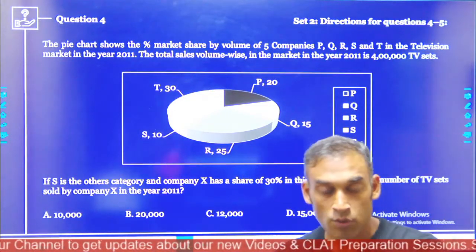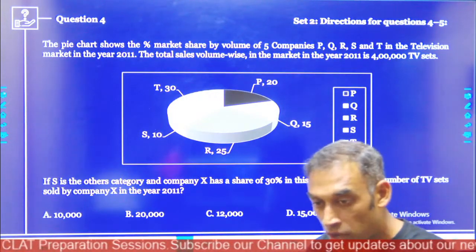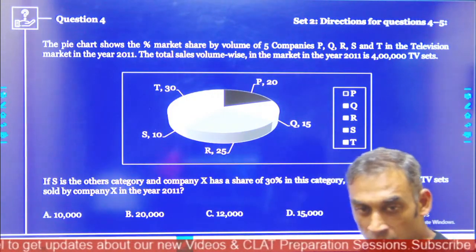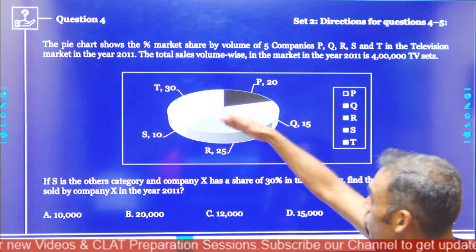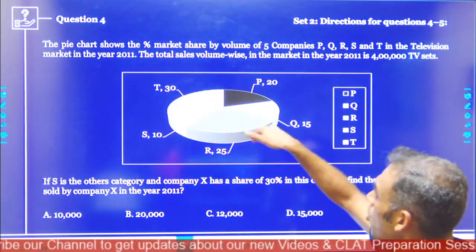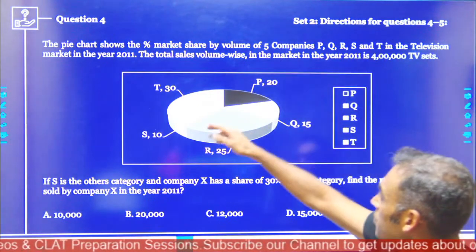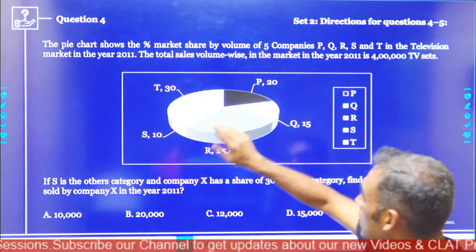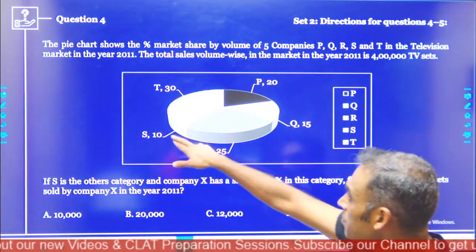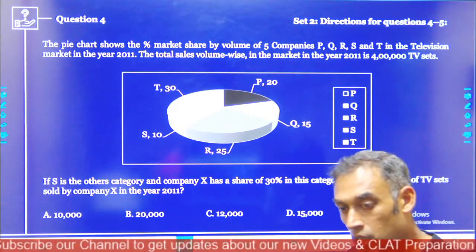Again, we'll try and solve this set without using a pen and just by logic. Let's look at the first one. In the first one, this is a pie set, right? Now in a pie chart, they have given you the share of a television market of these 5 companies, P, Q, R, S, T. P has got 20%, Q has got 15%, R has got 25%, and 10% and 30%. Obviously, the sum of all is going to be 100%, right?